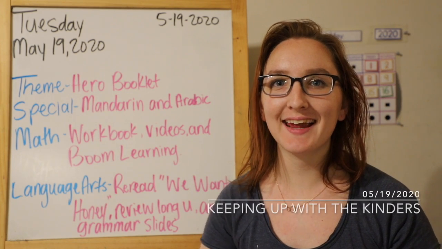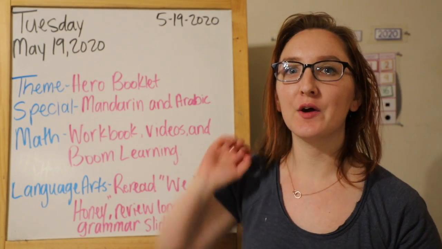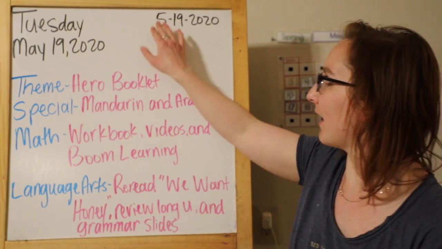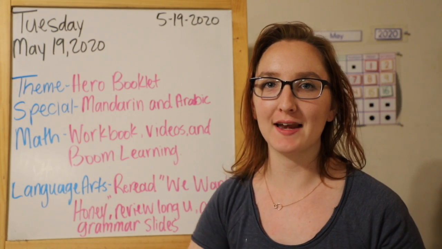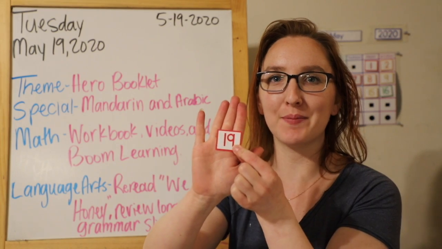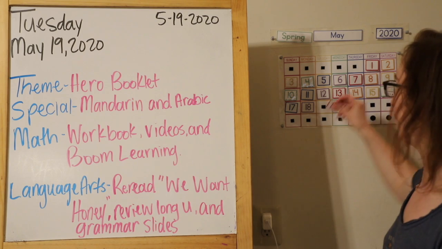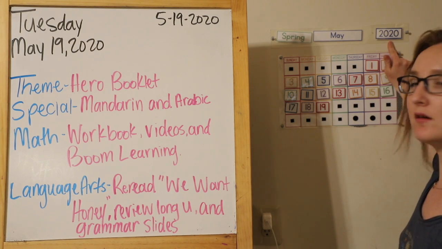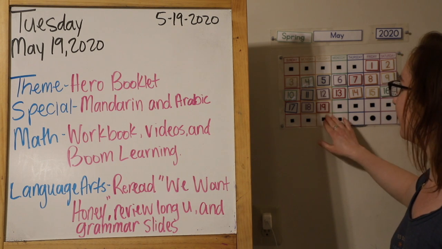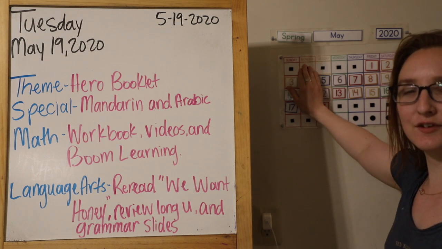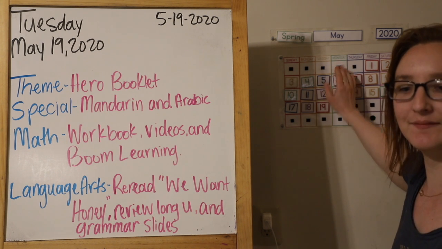Good morning, everybody. Today is Tuesday, May 19th, 2020. We can also write it out as 5-19-2020. So let's go ahead and put our 19 up on our calendar. So it is May. We're going to put up our 19, 2020, and our season is still spring. Today is Tuesday, yesterday was a Monday, and tomorrow is going to be Wednesday.